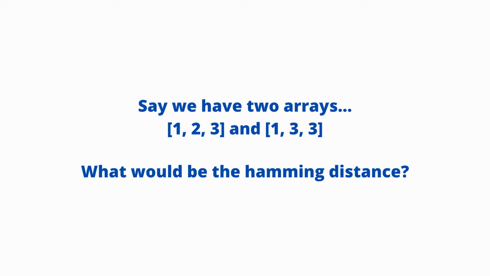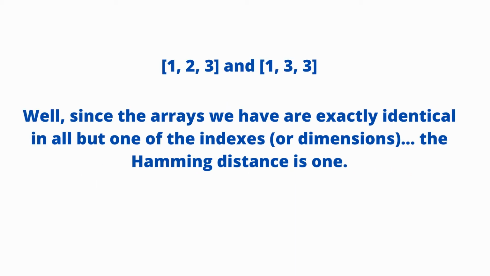What would be the Hamming distance? Well, there's not really so much maths in this one, but it's more intuition. Since the arrays we have are exactly identical in all but one of the indexes, or dimensions as they're referred to, the Hamming distance is 1.